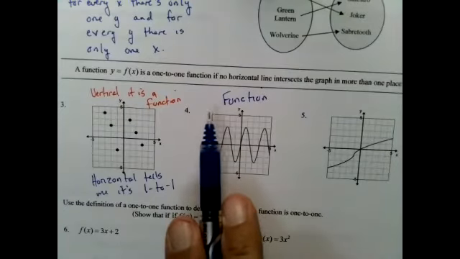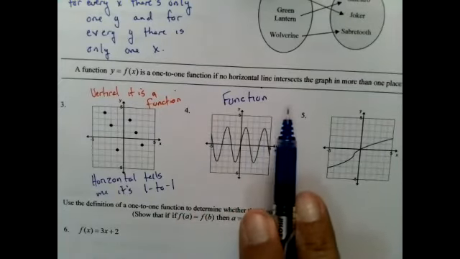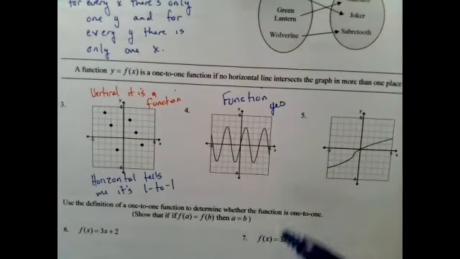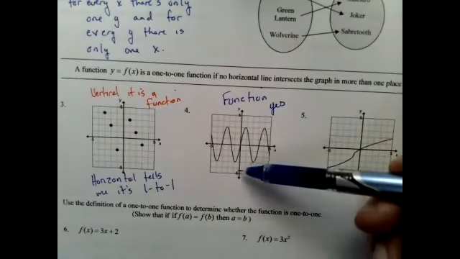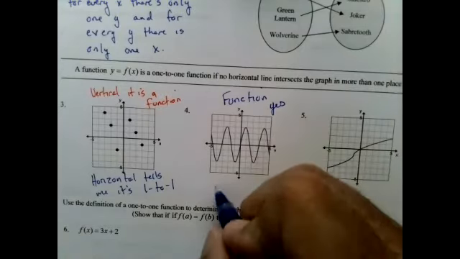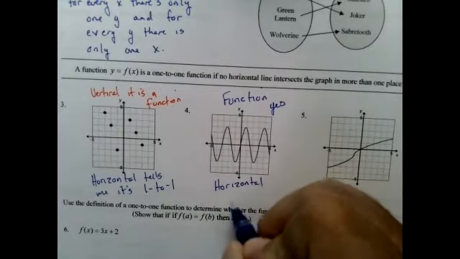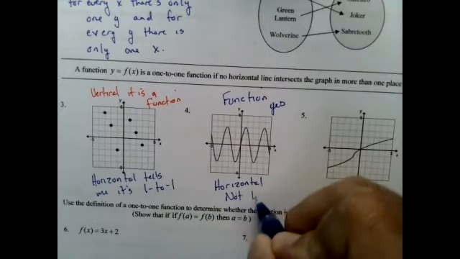Does it pass the vertical line test? Does x have only one y? The answer is yes. Is it 1-to-1? If I take the horizontal line test, not 1-to-1.